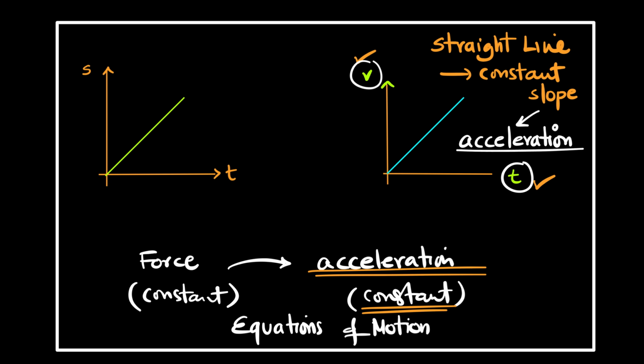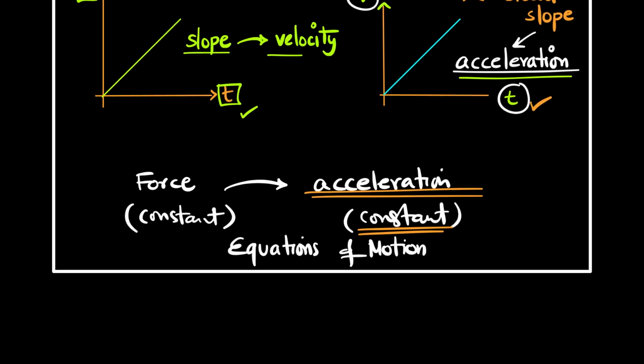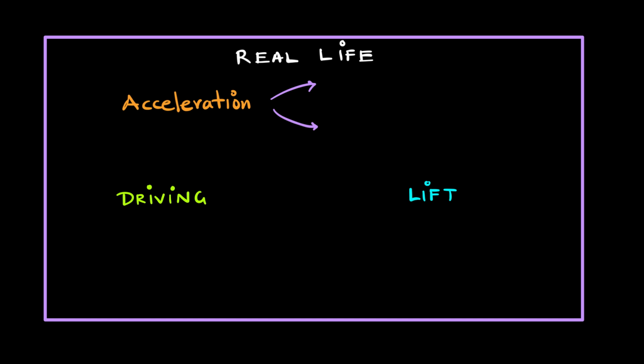And we also know that if we look at a displacement time graph, the slope of a displacement time graph is velocity. That means we can use the graph to find the velocity from a displacement time graph. Similarly, we can find the acceleration from a velocity time graph. But we know that in real life, acceleration is neither constant nor does it change suddenly.